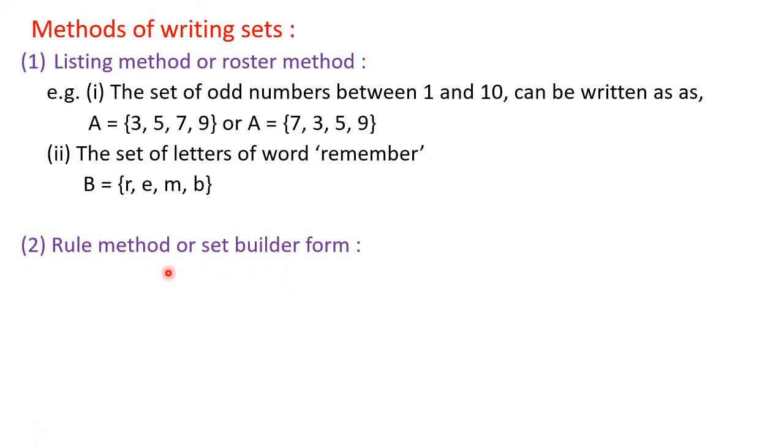The name of the second method is rule method or set builder form. Now here in this method we are not going to write a list, but we are going to write some rule. Okay, we have to observe the given elements and then write a rule. Instead of making a list, we will write the property there. Okay, so with the help of the same examples, let's try to understand how to write the sets by using the rule method or set builder form.